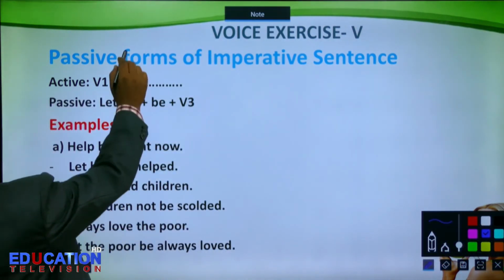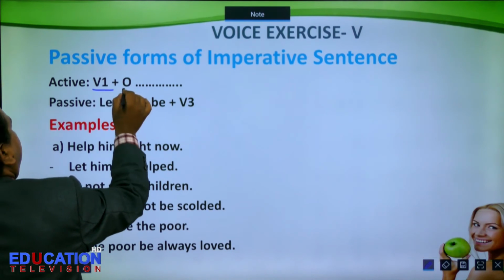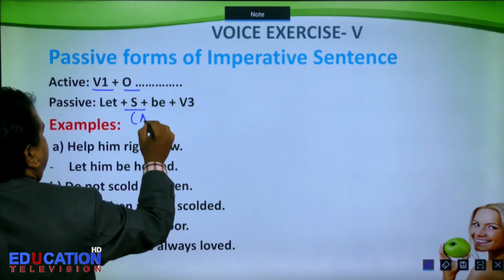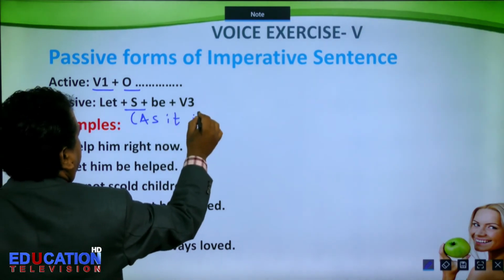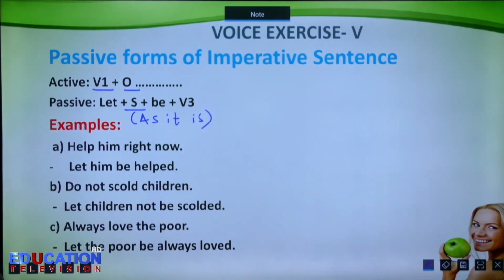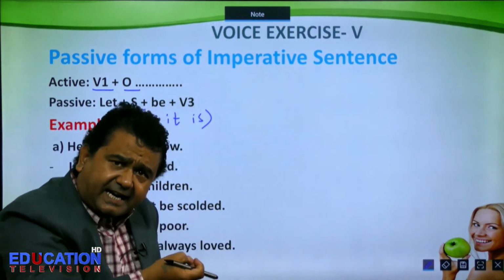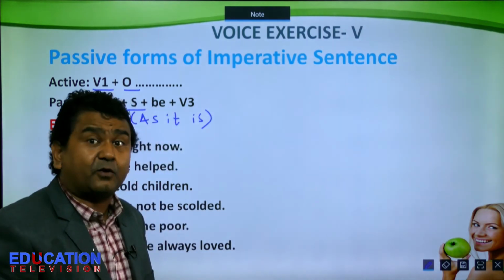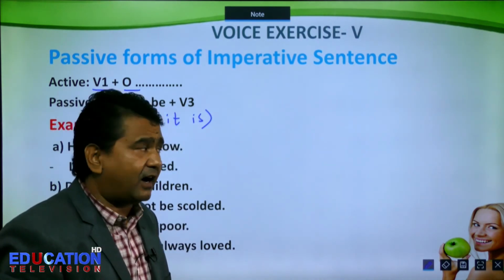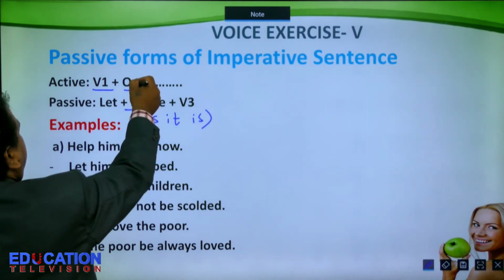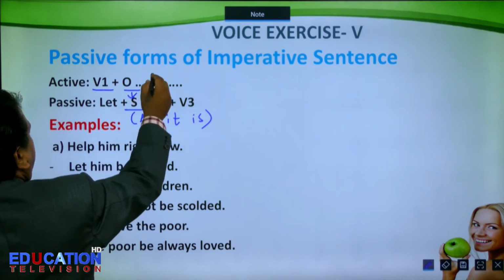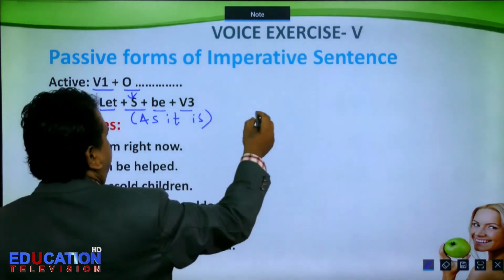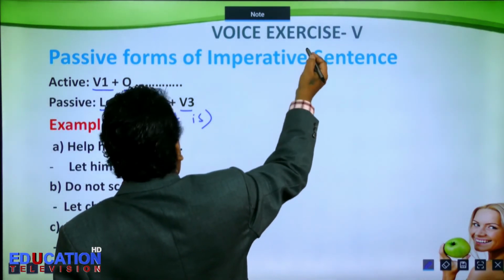Let us see. If there is V1 and object, the object is drawn here as subject as it is, means without changing. If there is me, you draw here as me itself. If there is us, draw here as us itself. You don't have to change it into we or I. And then the object is drawn here as subject, and then you write be verb and V3, and you add one word, that is let.